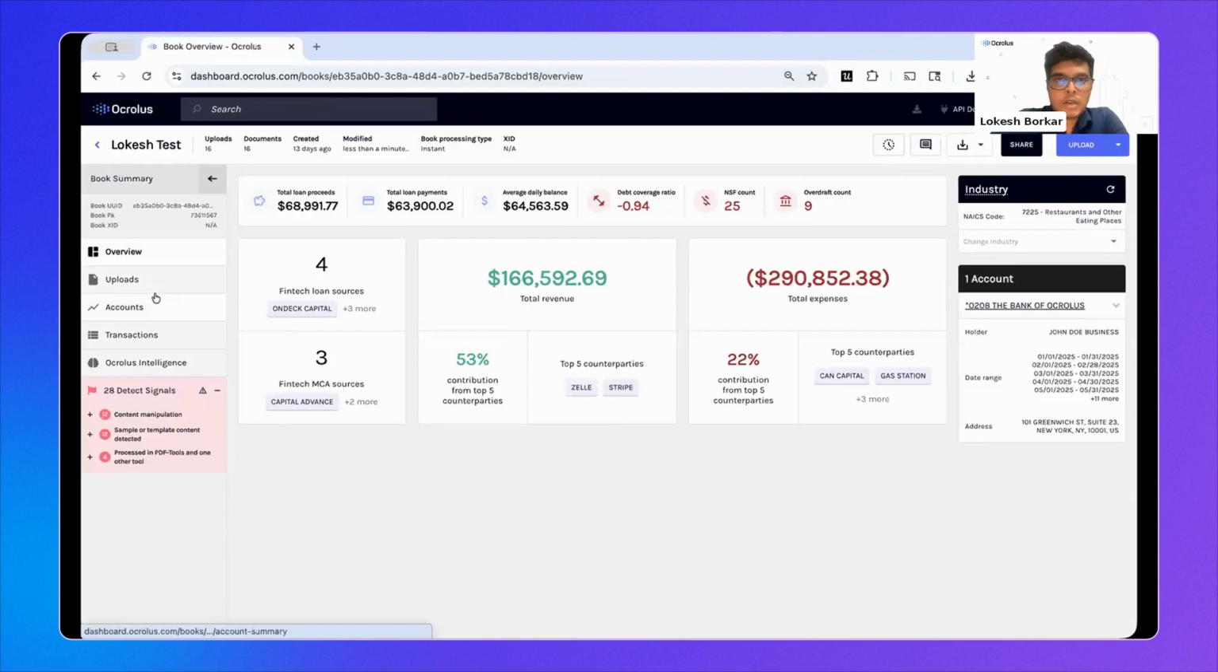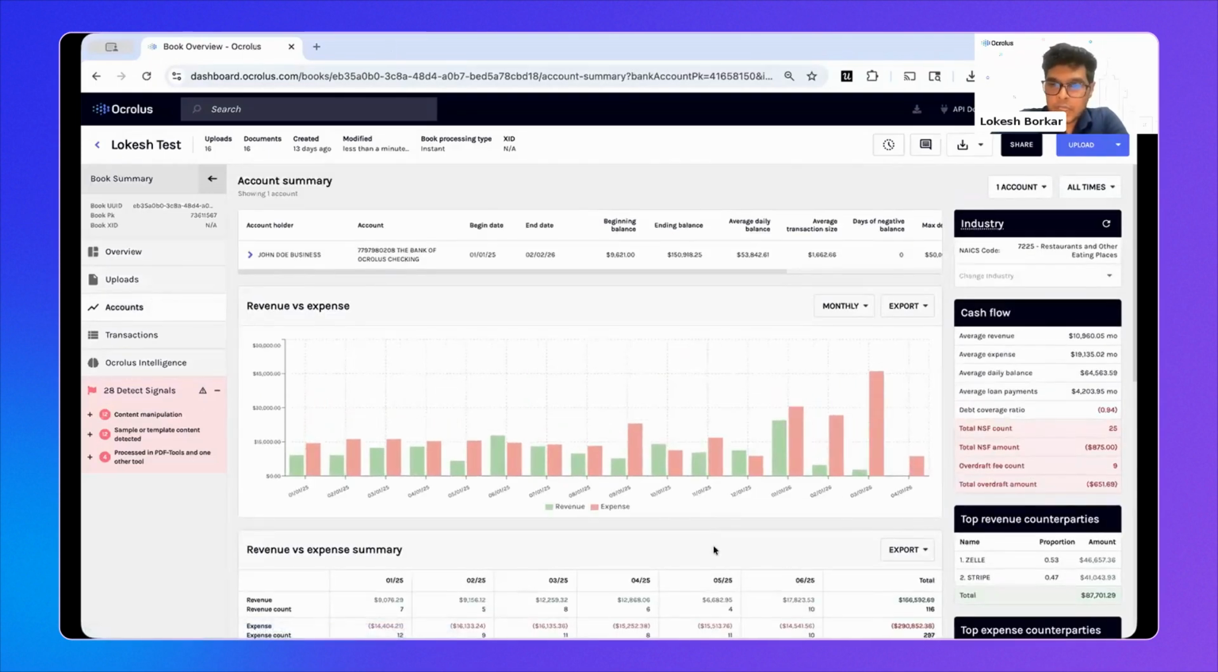So let's look into accounts and see what's happening there. You can see that the revenue keeps on declining since Jan. Expenses are going up. So what it essentially means is that there's something going bad with this account, and you need to reach out to this particular business to start an early collection cycle.